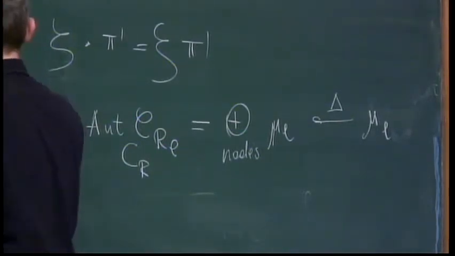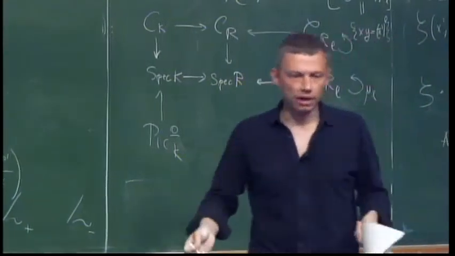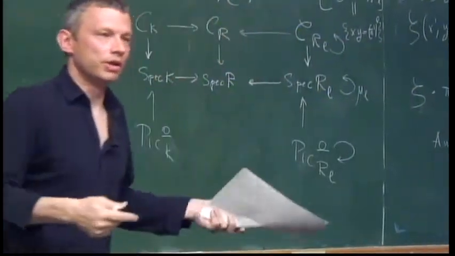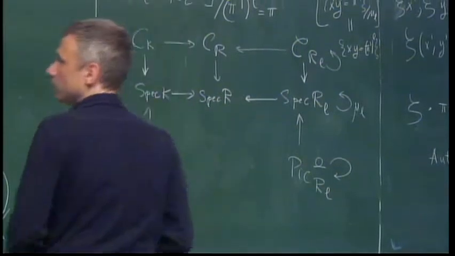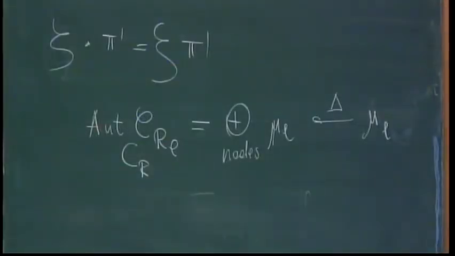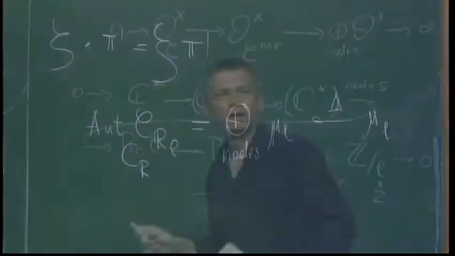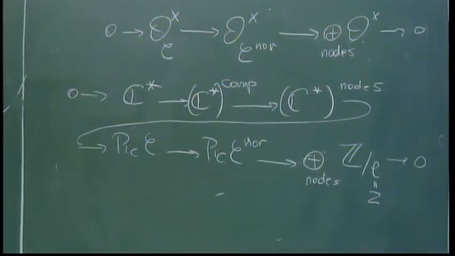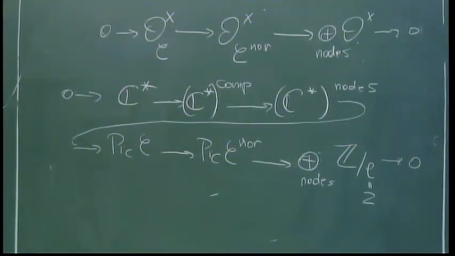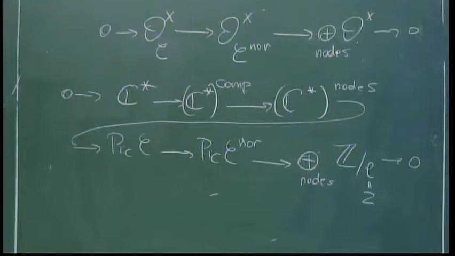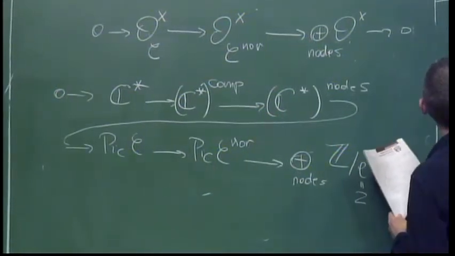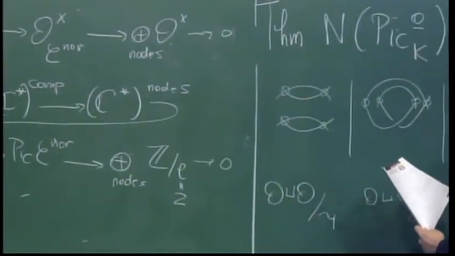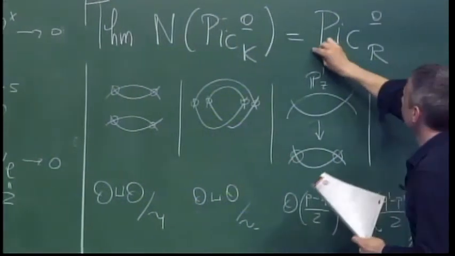And of course, it acts by pullback here. I would like to tell you how, but I cannot. I mean, it's very simple. It has to do with this map here. And, well, I just give you a little hint, and then we have to move on. So here is the theorem. The Néron model of this is this.